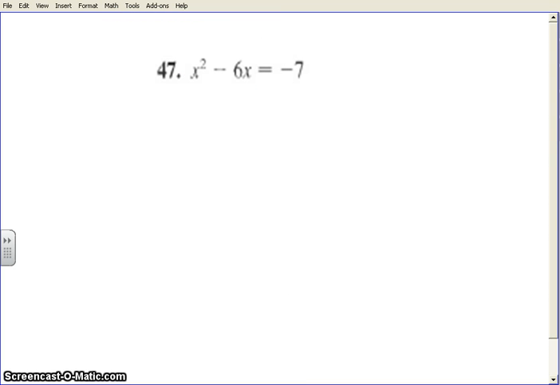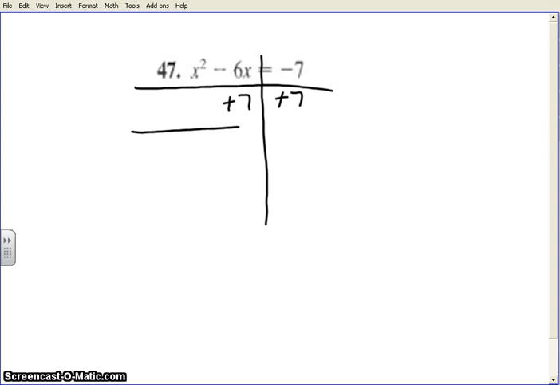All right, to solve this quadratic equation, I'm going to start off by setting it equal to 0. So I need to add 7 to both sides. X squared minus 6x plus 7 equals 0.